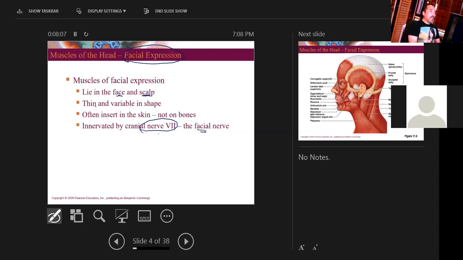Most of the muscles there are thin and variable in shape, okay? And then it often inserts in the skin, not on the bone. They don't actually insert on bones. They come from bone, they insert on the skin. And the only thing it does is facial expression. And you'll actually notice that they'll be going down to the lips. And that's going to be the most common scenario of the muscles of the face, okay?